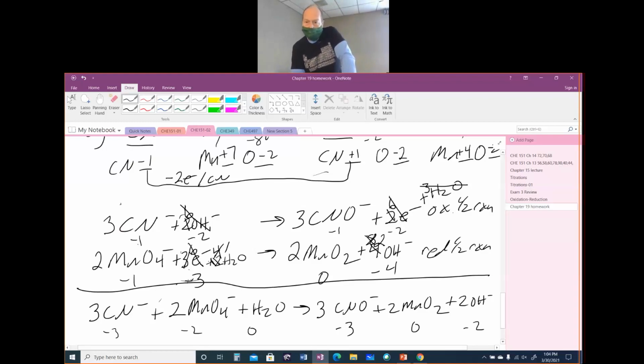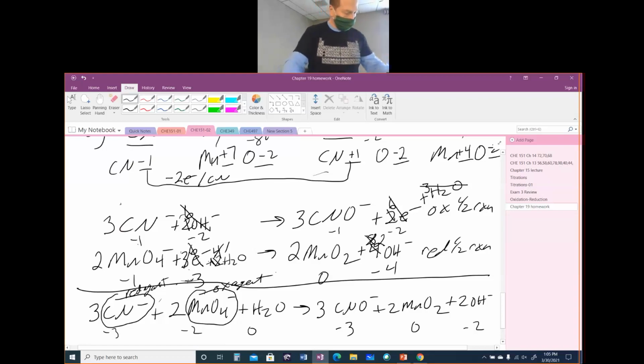All right, so your oxidation half reaction, the reactant there is your CN minus. This is your reducing agent. Your reduction half reaction, the reactant is MnO4 minus. That is your oxidizing agent. Remember, the agents are always the reactants.